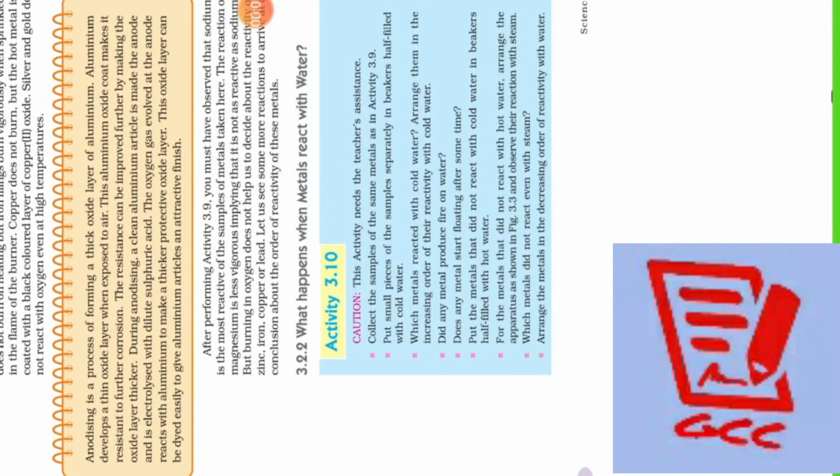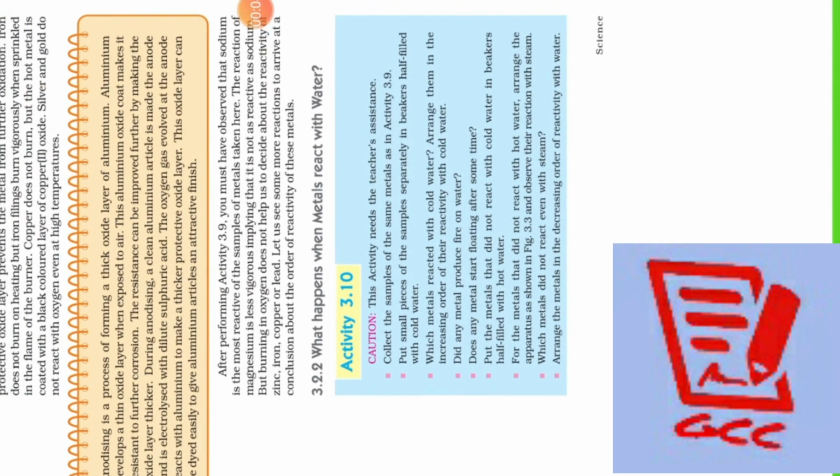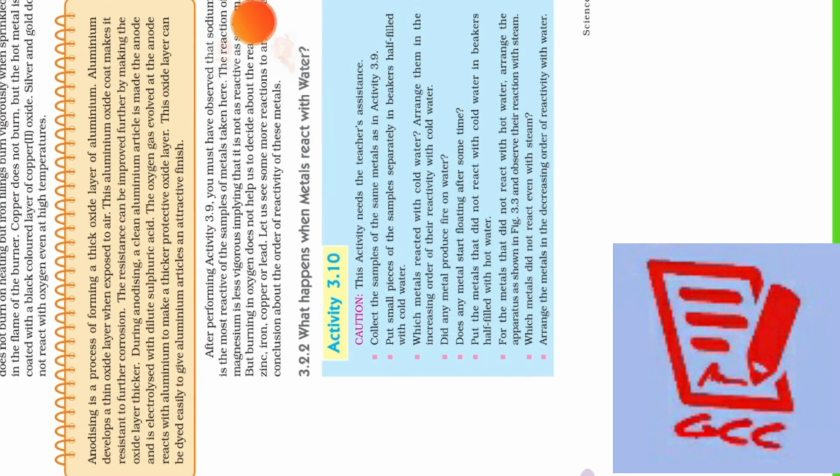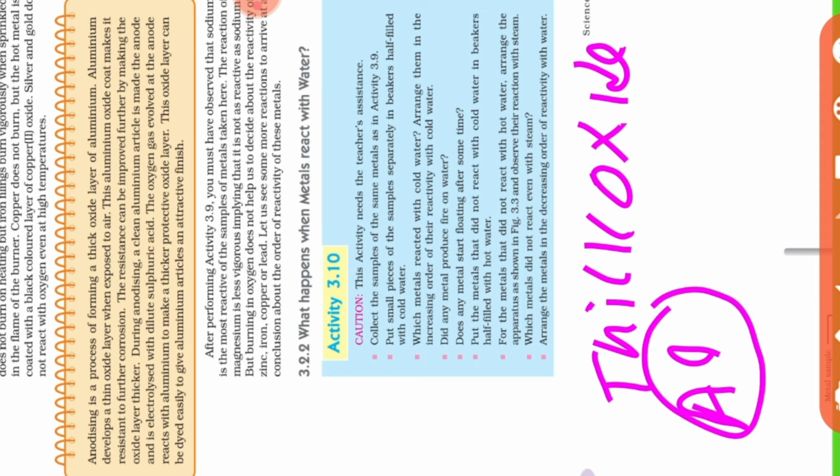Now I'm going to discuss with you the process of anodizing. Listen, all of you. Whenever we are talking about the anodizing process, it is the process of forming a thick oxide layer of aluminium, so that aluminium can be protected from further oxidation, or from exposure to air. Clear? So the aluminium oxide coat makes it resistant to further corrosion.